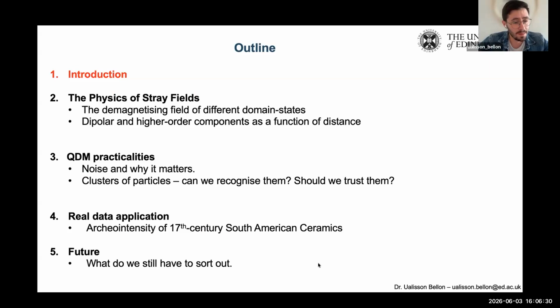And I'm going to talk about some practicalities in terms of noise when doing QDM measurements and why they matter. I'm going to talk a little bit about clusters of particles, how we can recognize them and if we should trust them or not. I am going to very quickly show the application of this knowledge, but it will be very short because this is not supposed to be the central topic of this talk. And I will also quickly update you on what we're doing in terms of the future, what we still have to sort out.